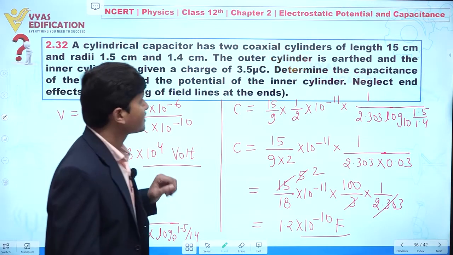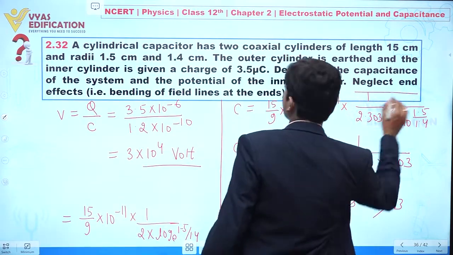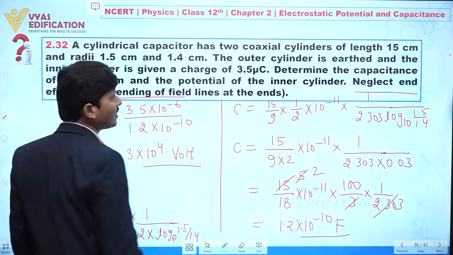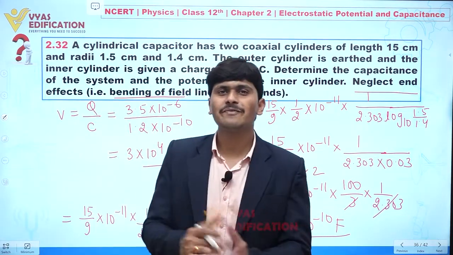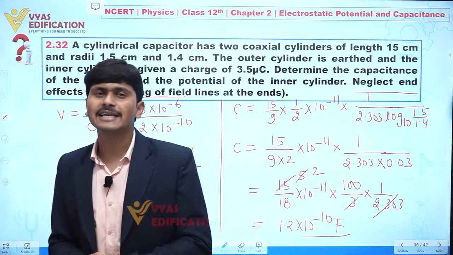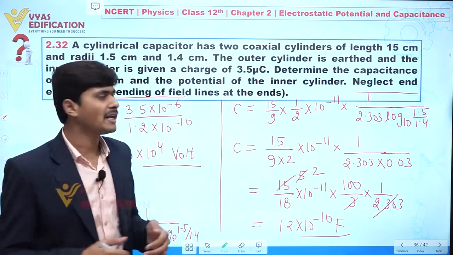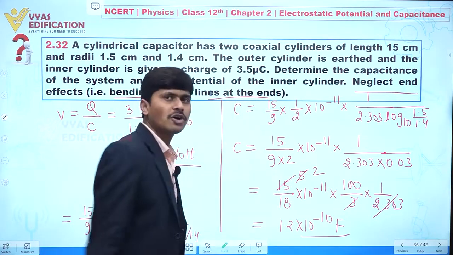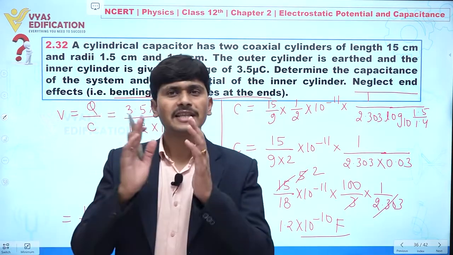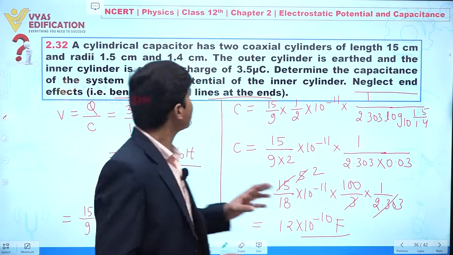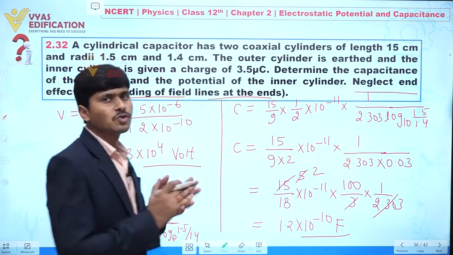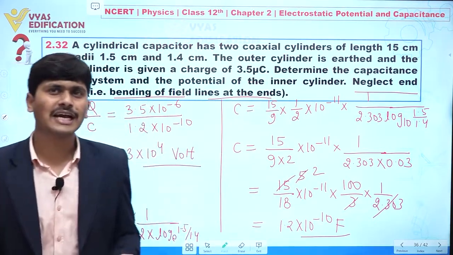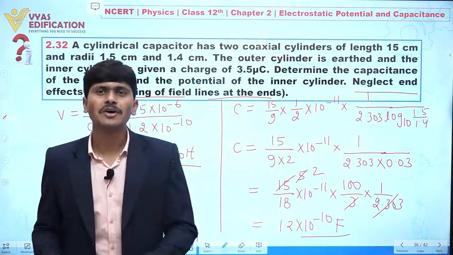Actually we are taking one important assumption here, that we are neglecting end effects. What is the meaning of end effects? We are neglecting that the electric field lines bend at the corners. So at the ends the electric field lines are not bending, which means there is an electric field only between the two coaxial cylinders. Outside the cylinders we do not get any electric field lines. So this is all about this question.